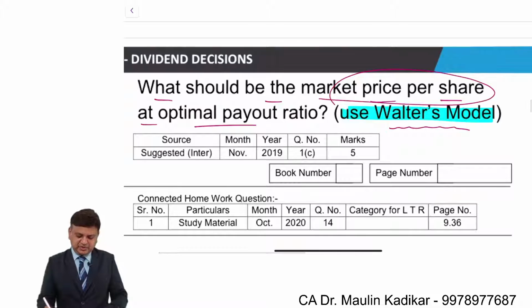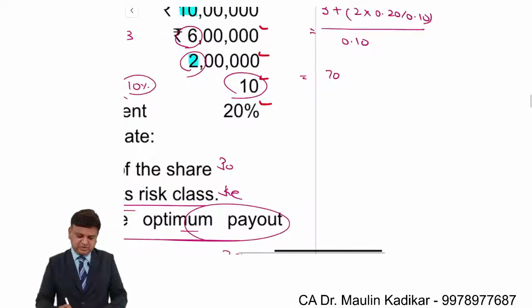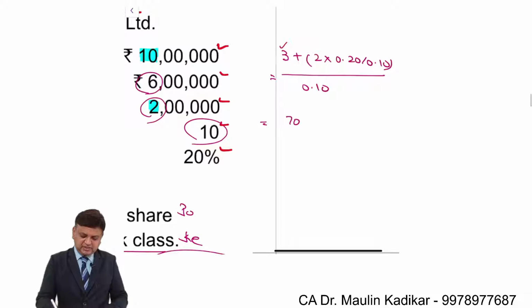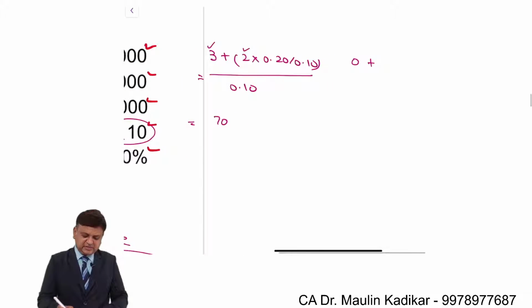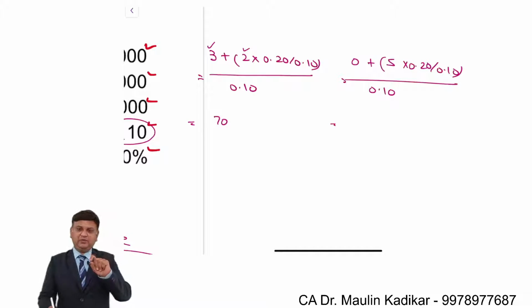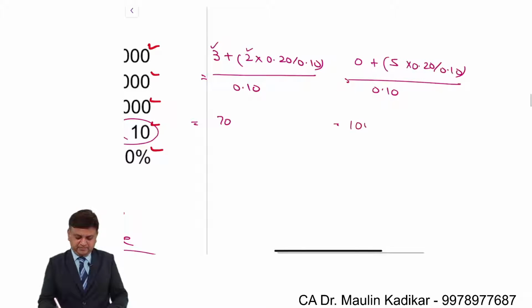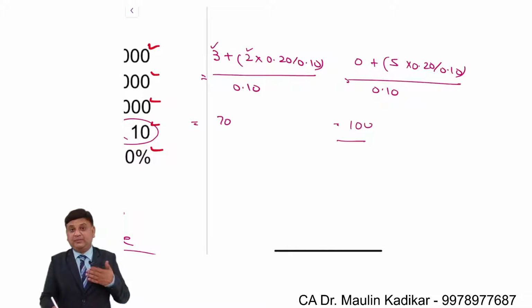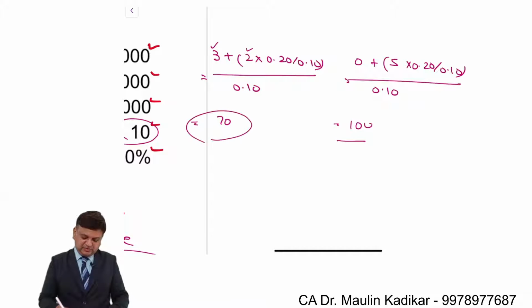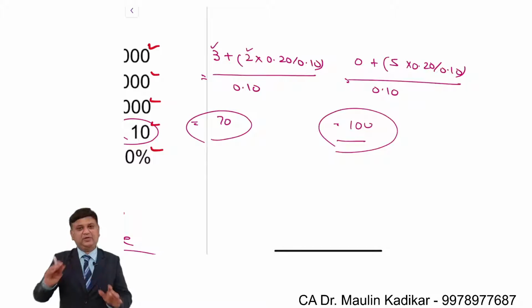What should be the market price per share at that optimum dividend payout ratio? That is the question. So the dividend per share I am taking 0. EPS minus DPS, I am taking 5 into 0.20 divided by 0.10, whole divided by 0.10. So 5 into 0.2 is 1. 1 divided by 0.10 is 10. 10 plus 0 is 10. 10 divided by 0.10 is 100. So if you follow the optimum dividend payout ratio, meaning you don't pay dividend, the price will increase from 70 to 100. That is the way we are required to give the answer.